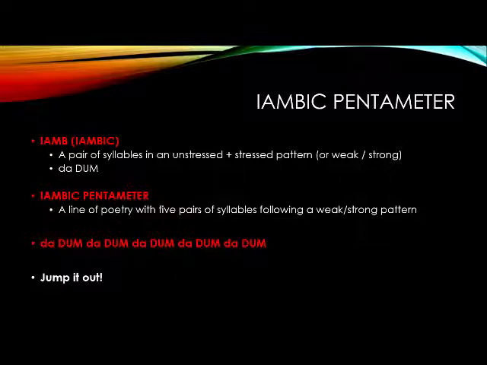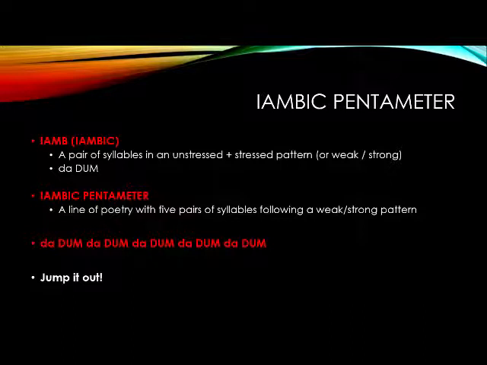The quieter syllable comes first. To put it another way, iambic pentameter has 10 syllables in the line because there are 5 pairs, so 5 times 2 is 10. 10 total syllables in a line of iambic pentameter, and every even-numbered one is loud. 1, 2, 1, 2, 1, 2, 1, 2, 1, 2.